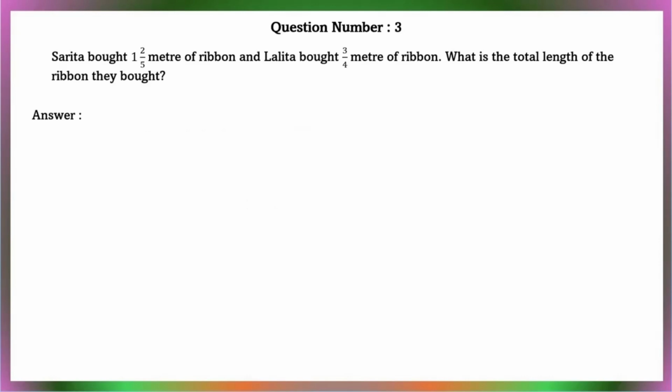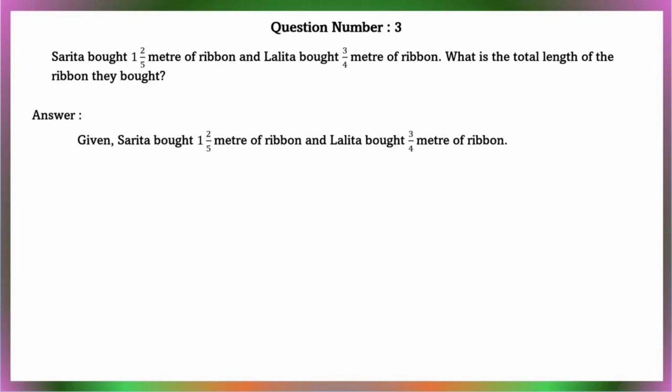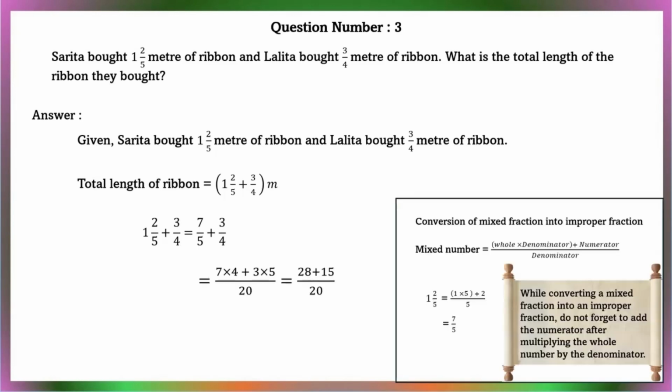Question 3. Sarita bought 1 2 by 5 meter of ribbon and Lalita bought 3 by 4 meter of ribbon. What is the total length of the ribbon they bought? Given Sarita bought 1 2 by 5 meter of ribbon and Lalita bought 3 by 4 meter of ribbon. Total length of ribbon is the meter of ribbon Sarita and Lalita bought all together. That is 1 2 by 5 plus 3 by 4. First, converting into improper fraction, then using LCM and simplifying, we will get the answer as 43 by 20, which can be written as 2 3 by 20 meters.